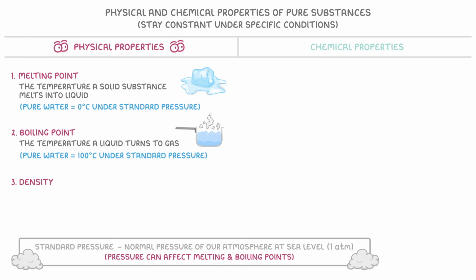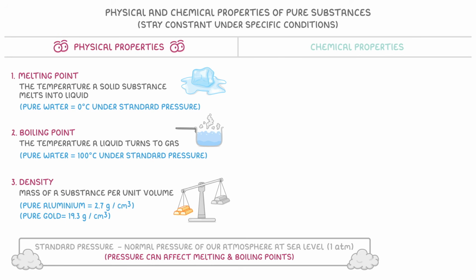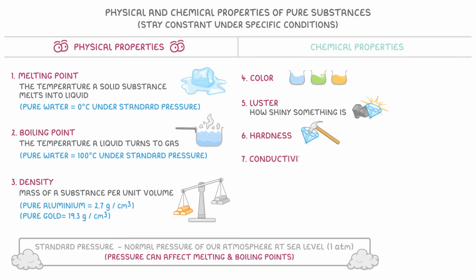Another physical property is density, which is the mass of a substance per unit of volume. So basically how much of a substance there is in a given space. For instance, pure aluminium has a density of 2.7 grams per cubic centimeter, while pure gold has a density of 19.3 grams per cubic centimeter. That's why gold feels so much heavier than aluminium when you hold pieces of the same size, because it's so much denser.